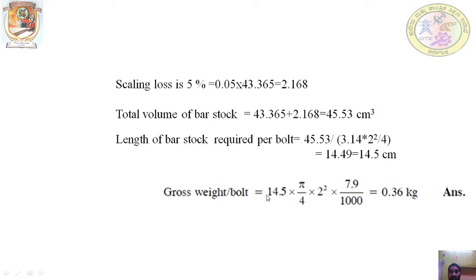So the gross weight of each bolt is pi d square by 4 into length into density. So volume is pi by 4 into 2 square into 14.5, the volume of this single bolt, multiplied by the density divided by 1000 will give you in kg. So 0.36 kg is required for the gross weight of a single bolt. Hope you understood this problem.